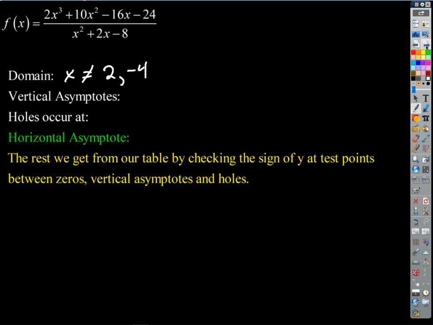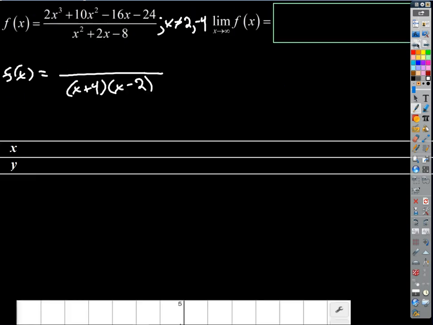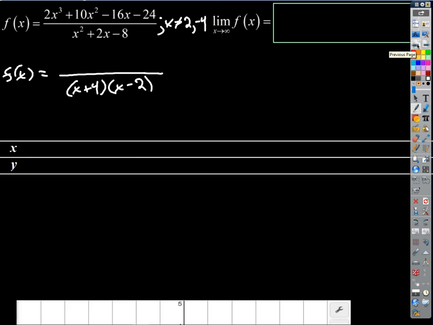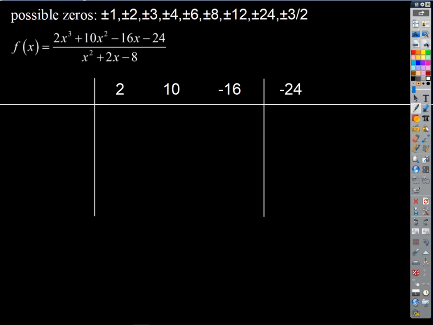Now for us to really go anywhere from there, we need to figure out what the top factors into. Unfortunately, it's not even going to group, is it? Because the ratio of 2 to 10 is not the same as 16 to 24. So what we might want to do, let's kill two birds with one stone. How about if we try the zeros of the denominator first? So let's maybe try 2 and see what happens.